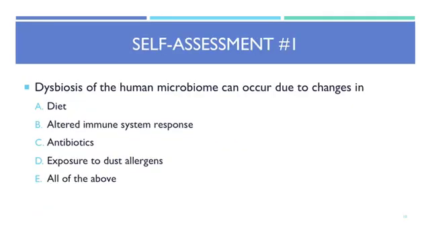So first question, I've got to get you guys to participate. It's easy. Dysbiosis of the human microbiome can occur due to changes in what? Is it A, the diet, B, your altered immune system, antibiotics, or exposure to dust allergens, or all of the above? You all get a cookie. There's sugar and chocolate chip for later. So thank you. But yeah, super easy, all of the above, exactly. We talked about it. I made it easy for you guys. So everything can have a big impact on it.